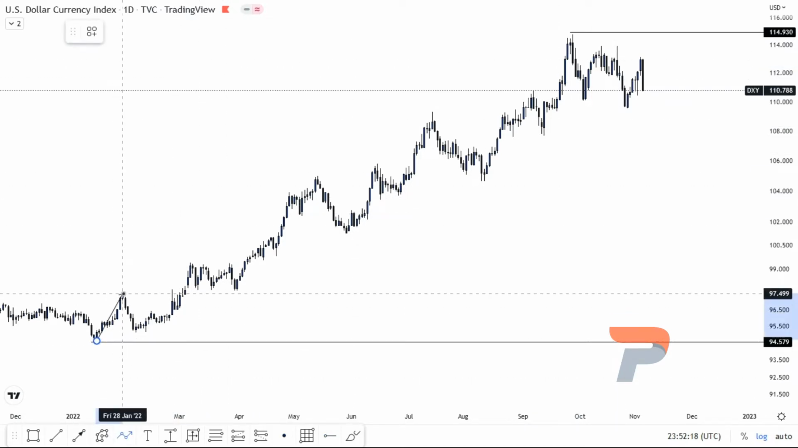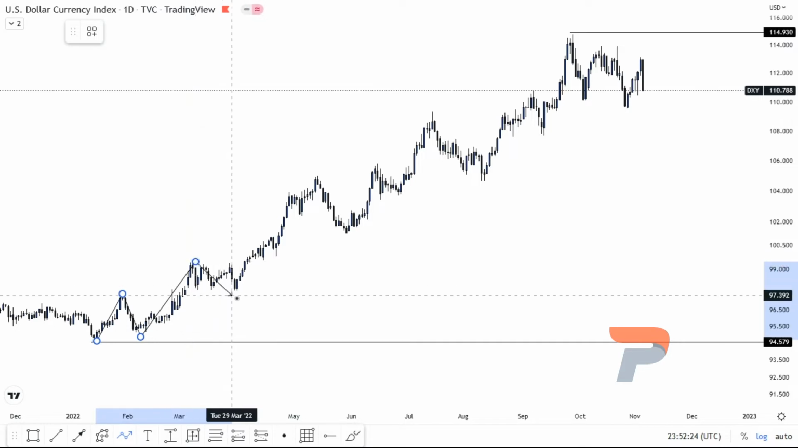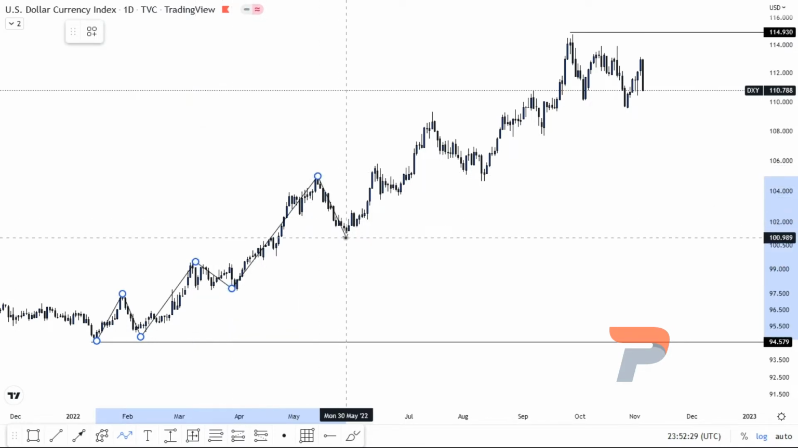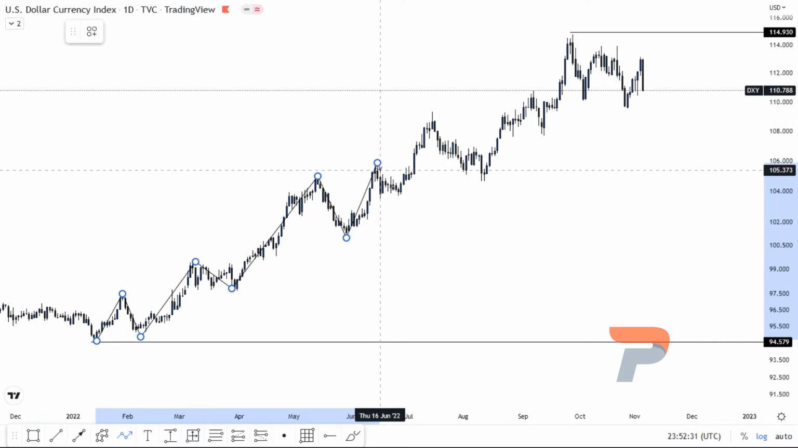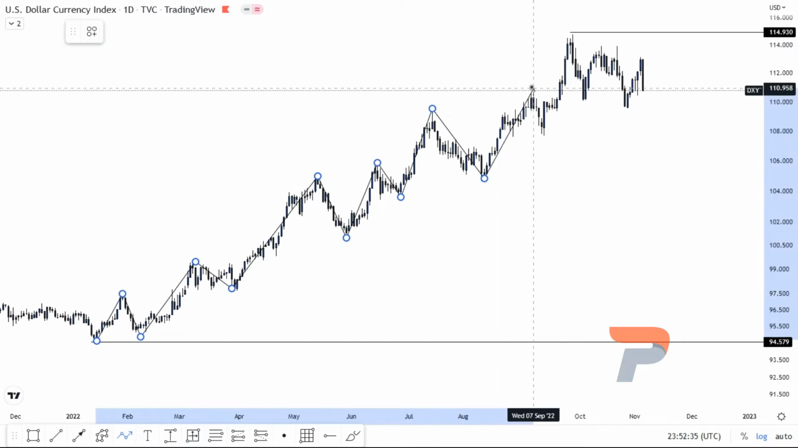Now from this place, what do you see? You see the market forming what? Higher highs and higher lows. So we have something like this. So you can see the market printing higher highs and higher lows.